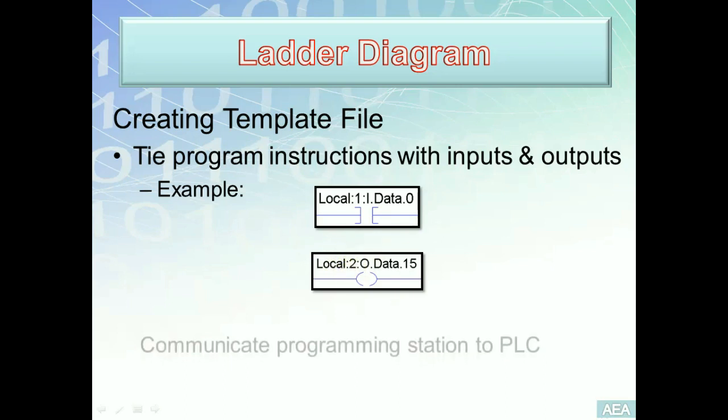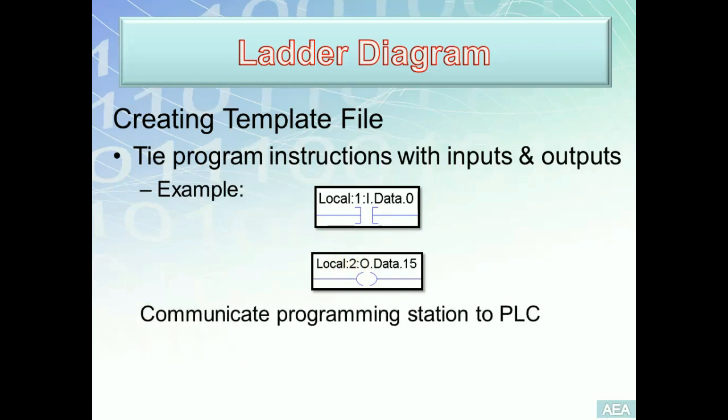The second reason is communication. Part of setting up the template file is setting up the communication path between the programming station and the PLC. And if the communication path is not properly set up, we won't be able to download our work into the PLC or upload the currently running programs in the PLC into our programming station.